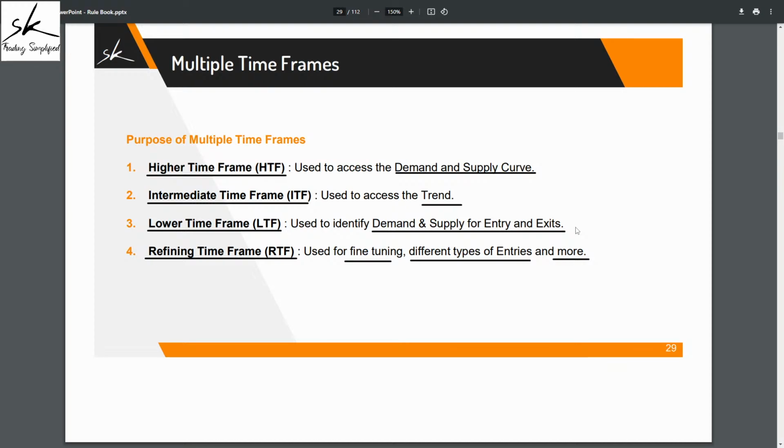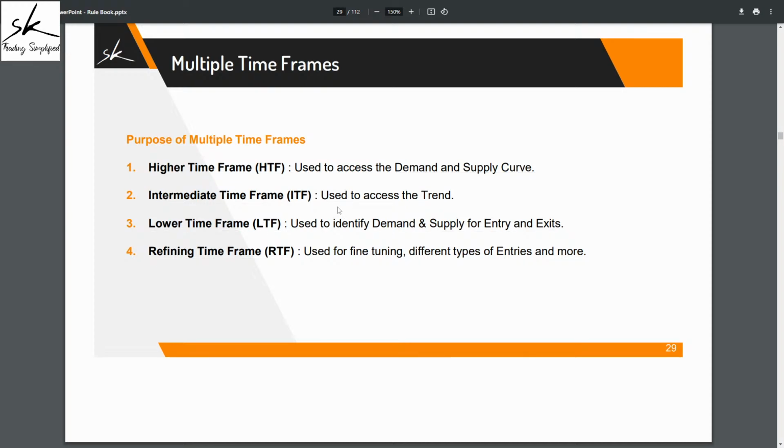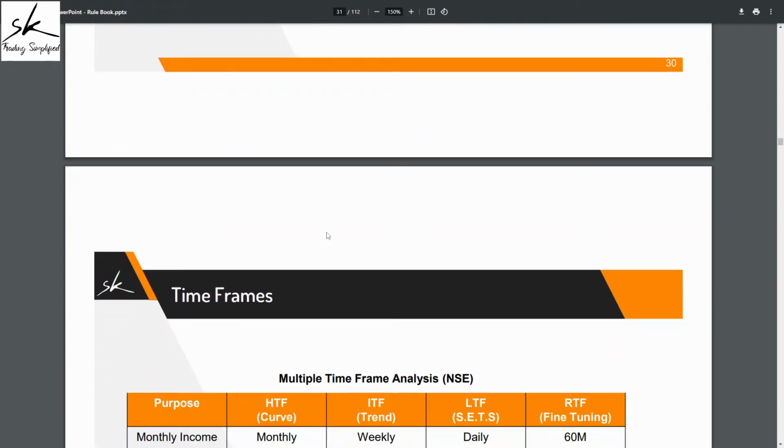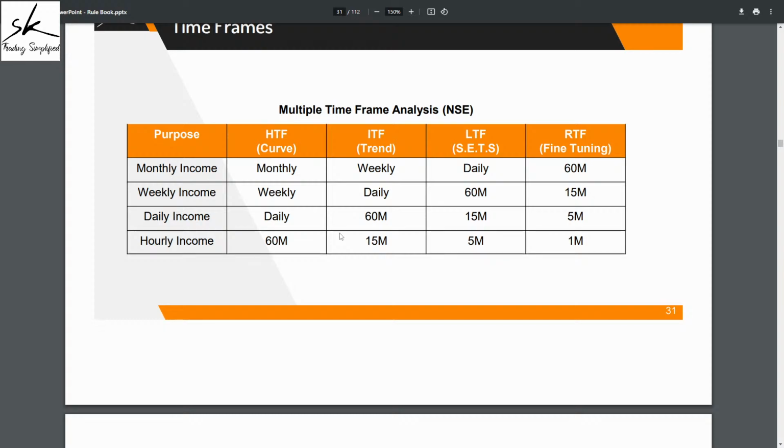Next, what are the 4 different purposes of trades? We have already talked about it. What is HIT, DIT, WIT, and MIT? So now the question comes that for every purpose of trade, what will be my 4 different time frames? You get the answer from this table.